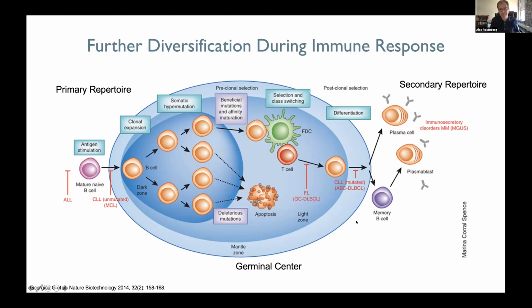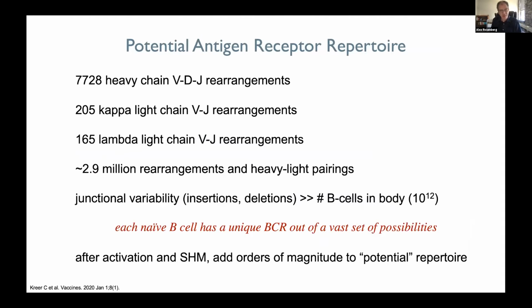And these B cell receptors and antibodies are extremely diverse, and there are a number of mechanisms to support this diversity. The VDJ rearrangements for both the heavy chain and the light chains, the combination of the heavy and light pairings, and then the junctional variability, insertions and deletions that occur when these gene segments are joined together during development. And so already we have an incredible diversity that's greater than the number of B cells in the body for the potential repertoire. After activation and somatic hypermutation, the potential repertoire is vastly increased by orders of magnitude.